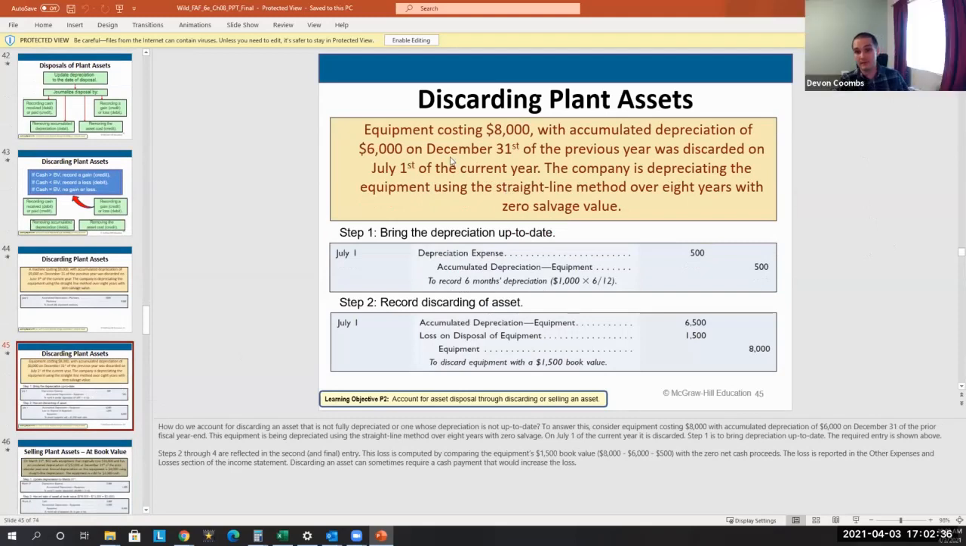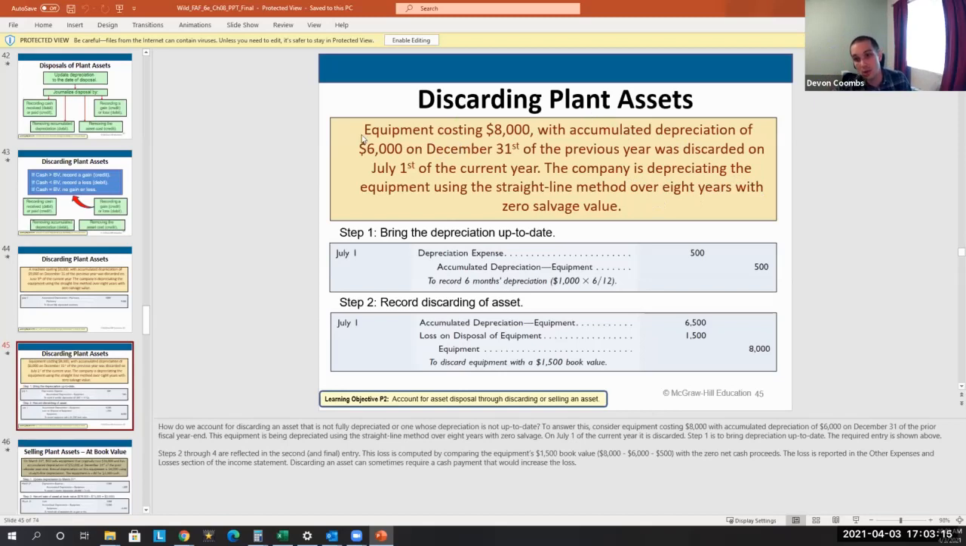But now what if we are throwing out or discarding an asset that has depreciation left to accumulate? So we have equipment costing 8,000 with accumulated depreciation of 6,000 on December 31st of the previous year. So we know that it has a book value of 2,000, right? Equipment costing 8,000 minus 6,000 is 2,000 of book value. We dispose of it this year on July 1st, so we have another half year of depreciation to do.